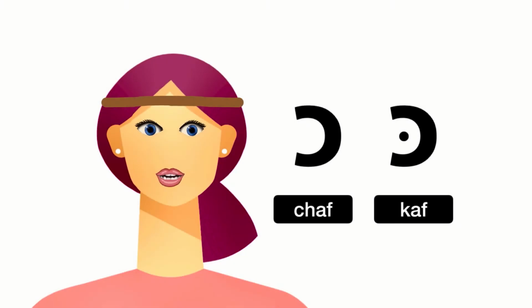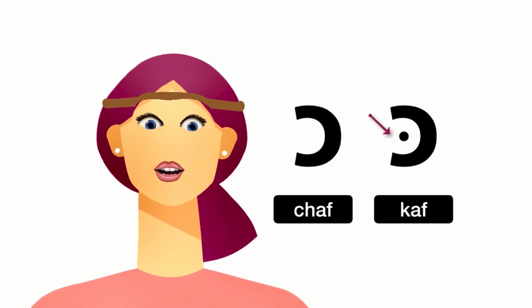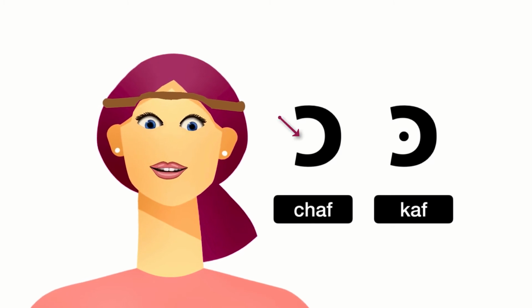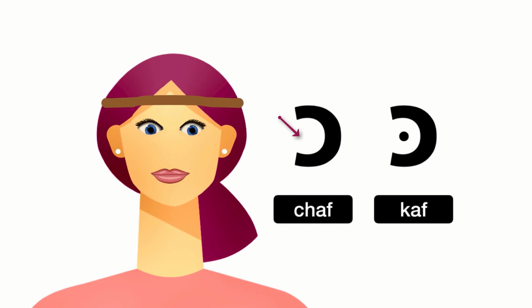Now let's see these letters. Kaf and Chaf. Note that Kaf has a dot inside. This dot tells us to pronounce the letter with the K sound. Kaf. But when there is no dot inside, we pronounce it with a guttural sound. Chaf.